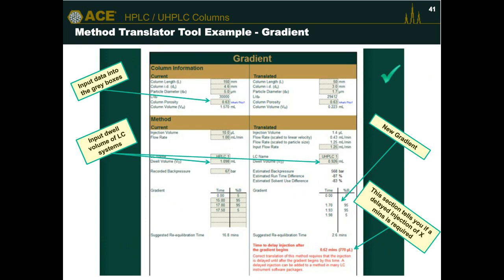Fantastically, within the gradient translator tool, it does all this for you. So you need to measure the dwell volume on your original system and your second system. Obviously, that could be the same if you're using the same instrument. But you type in the numbers here, and the calculator will actually tell you whether there's a significant difference that means you need to modify the start of the gradient.